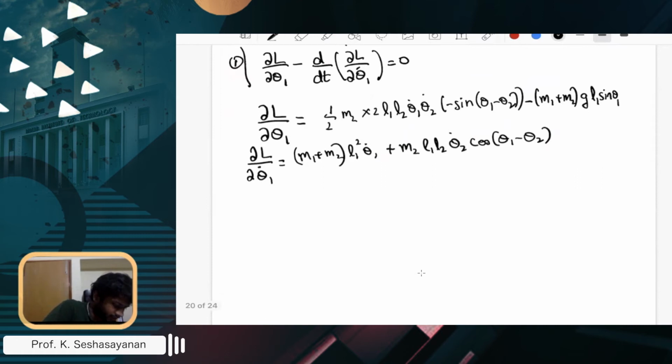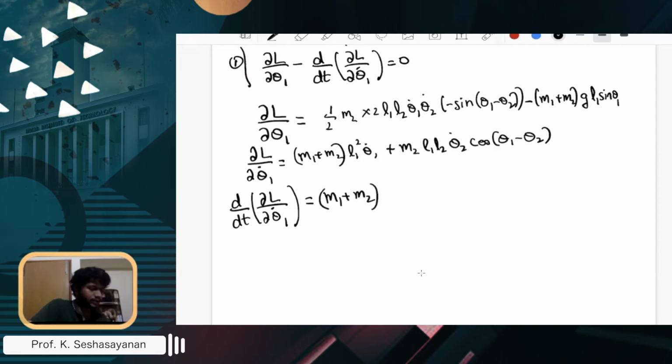So once we have this, we'll find d by dt of partial L over partial theta 1 dot. So this is nothing but m1 plus m2. So we are taking the total derivative here. For the first term, only theta 1 is a function of time. So we are taking the total derivative. This is a constant, this is a constant. So only theta 1 dot you have to take the time derivative of. So that gives you theta 1 double dot.